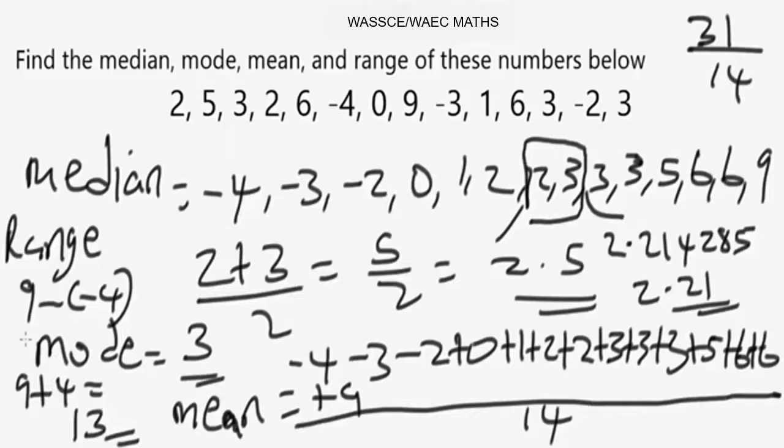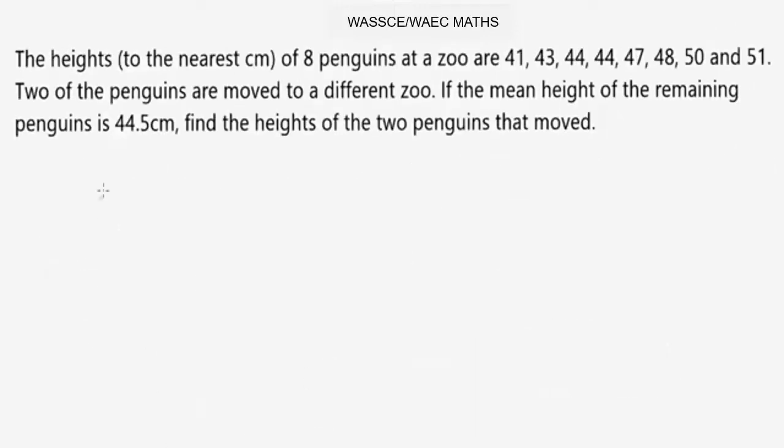Now let's try to look at a trickier question under this concept. All right, before I give you guys a practical question, you do by yourself. Let's write this. Okay, guys. Now let's look at this trickier question. It says the height to the nearest cm of 8 penguins at a zoo are 41, 43, 44, 44, 47, 48, 50, and 51. Now, 2 of the penguins are moved to a different zoo. Okay, if the mean height of the remaining penguins is 44.5 cm, find the height of the 2 penguins that moved. Okay, now this is an interesting question.